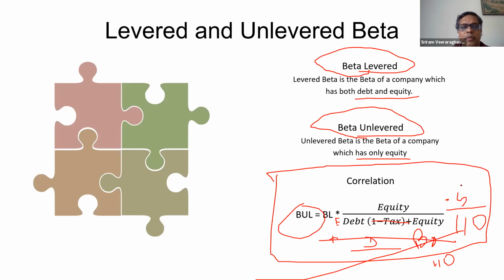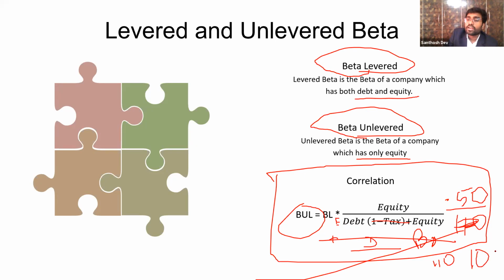What happens is, minus 50 divided by 50, because debt is how much? Debt plus equity will always be 100, and you are saying your equity is minus 50. Minus 50, it will be minus 1 by 2. Your beta will become a negative value then.